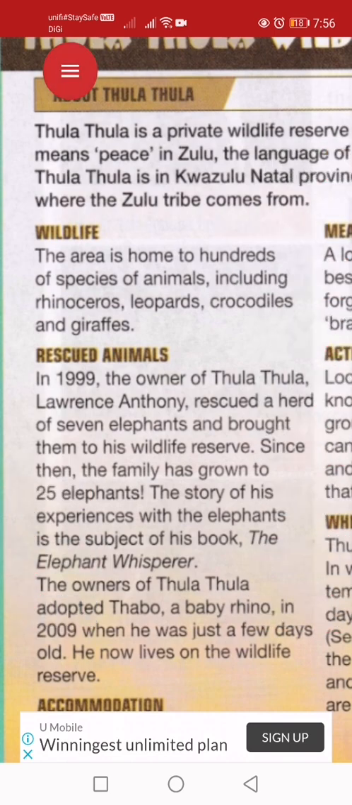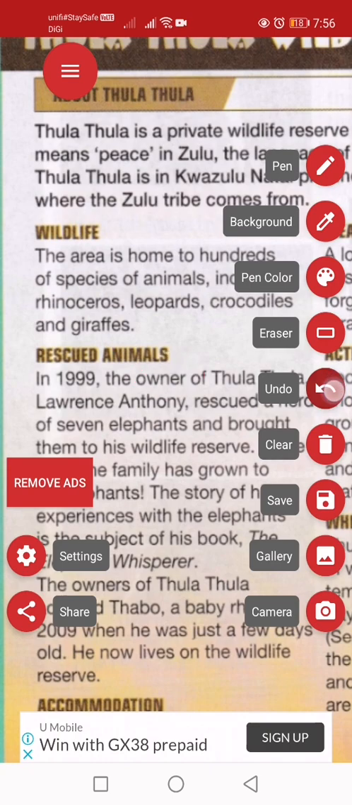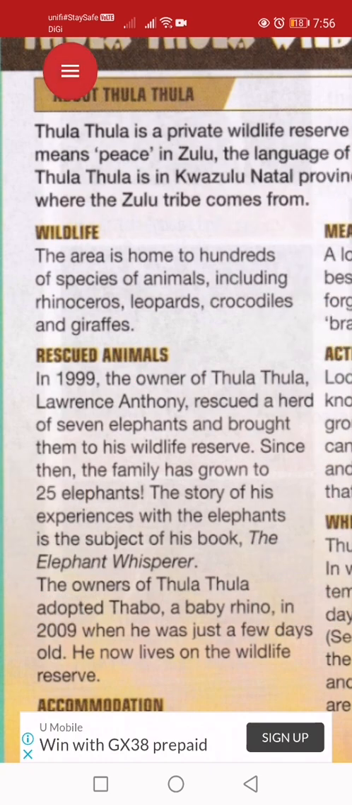Okay. So in 1999, the owner of Tula-Tula, okay, dia punya pemilik Tula-Tula, his name is Lawrence Anthony. By the way, South Africa adalah bekas tanah jajahan British. It's an ex-colonial country being colonized by British. Maksudnya dia ada pengaruh British lagi di sana. Jadi people in South Africa actually speak English, but generally people in Africa they can speak English asalkan mereka bukan dari kawasan pedalaman. Okay.